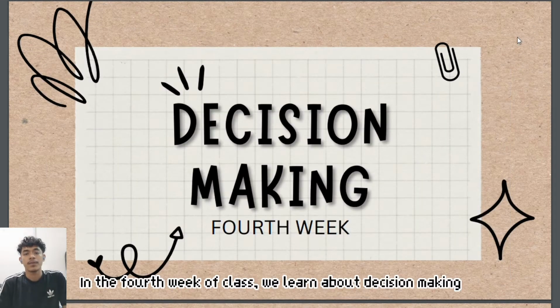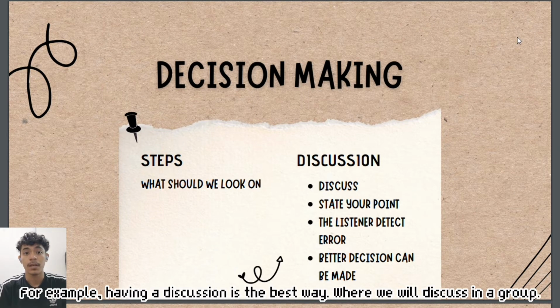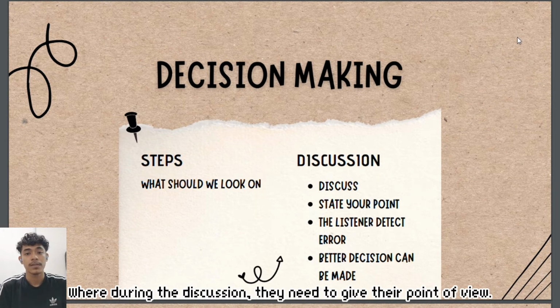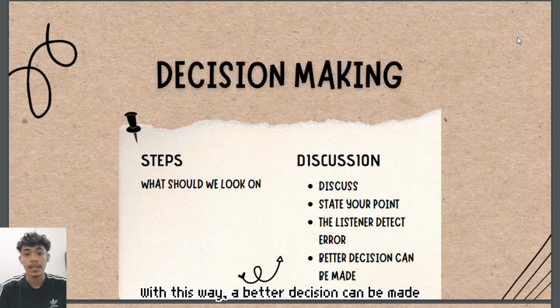In the fourth week of class, we learn about decision making. We learn what we should look at and how to make a good decision. For example, having a discussion is the best way, where we discuss in a group, and during the discussion they need to give their point of view, and the listener can help them to detect any error in the statement. With this way, a better decision can be made.